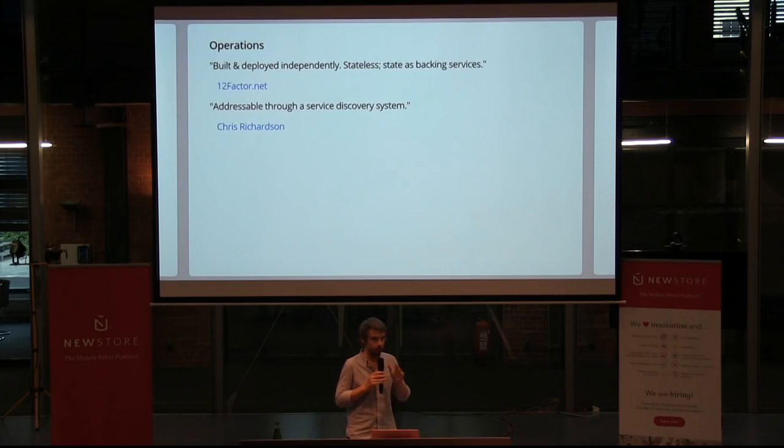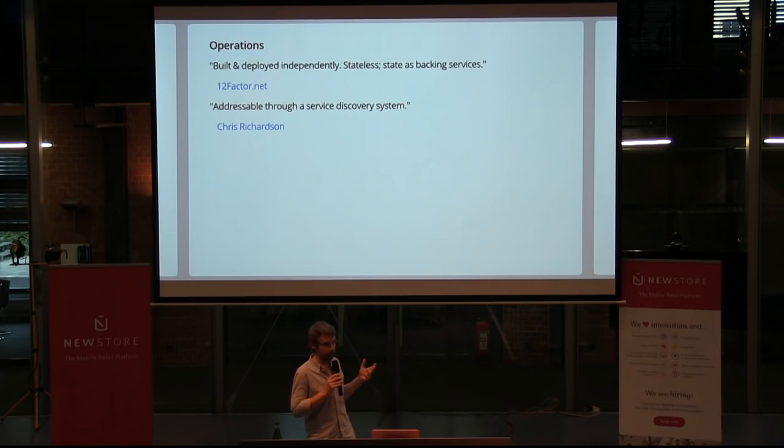Similarly, I think there's an operational context we can start to think about too. I think a microservice is something that is, in the words of 12-factor... Has anyone heard of 12-factor before? 12factor.net? Cool. If you haven't, check out the website. A lot of interesting things there. But according to these people, a microservice is something that is built and deployed independently. It's stateless. It has state as backing services or as a database. That's, I think, a good sort of lens on it.